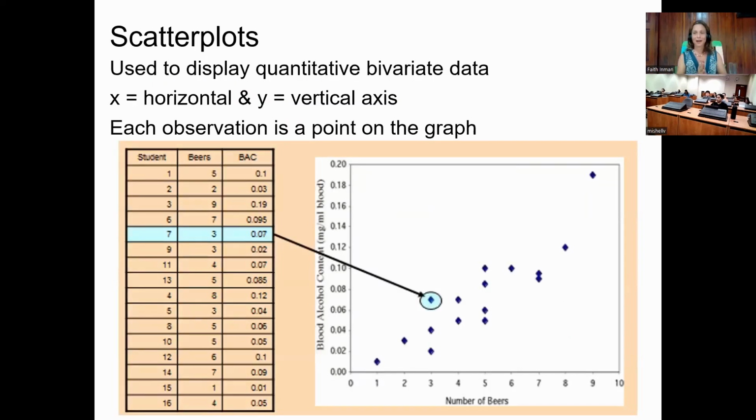All right, a little bit more about scatter plots. Now, scatter plots are something you've probably all been using since grade school, but just a reminder how this works. It's used to display quantitative bivariate data. Your x-axis is your horizontal axis. Your y-axis is your vertical axis. And each observation is a point on the graph.